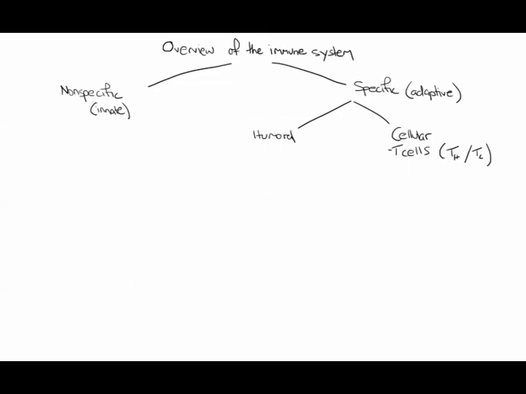or T killer cells. And another way that we refer to these is by one of the molecules on their cell surface. So Th is often referred to as CD4 positive, and Tc is often referred to as CD8 positive. And this is basically because of the different molecules on their cell surface that are particularly important.